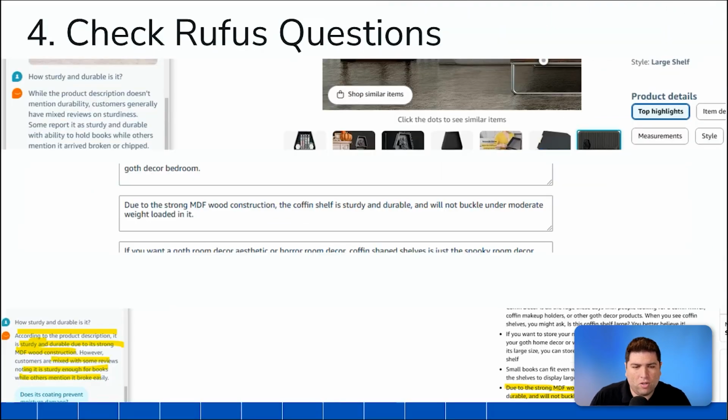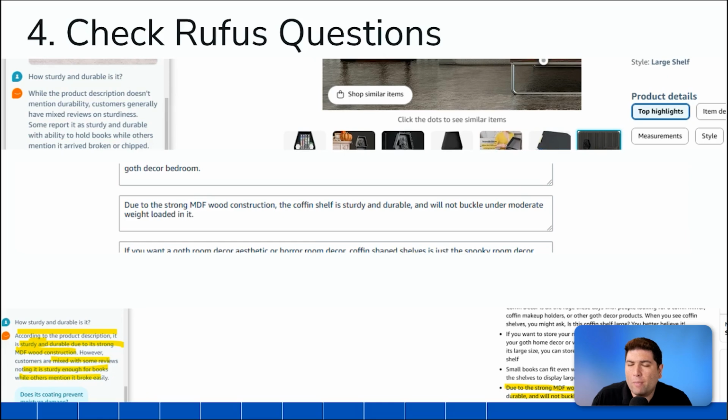The last step is something new-ish, depending on when you're watching this, but it's only been the last few months. There's something called Rufus, an AI shopping assistant. Not many people are using it yet, and I don't think 90% of Amazon buyers are ever going to use it, but Amazon is about doing all the little things that move the needle 1% here, 1% there. When you click on the Rufus button, some auto questions come up.